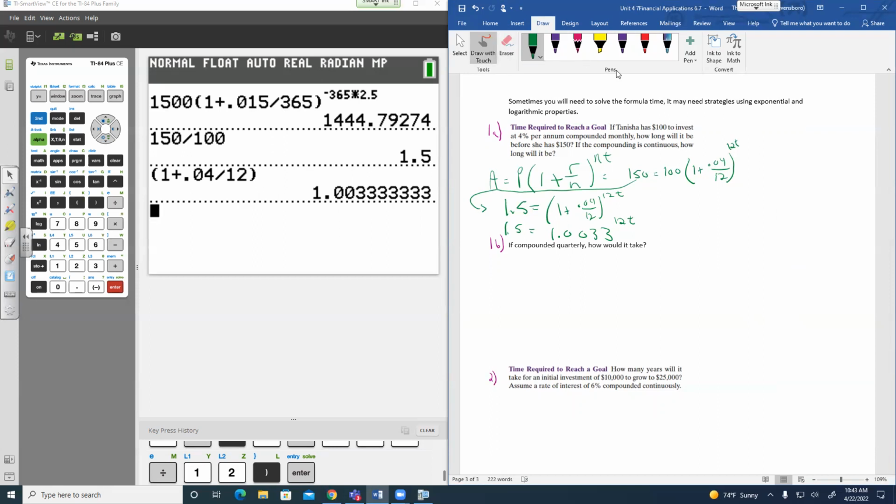So let's have now ln of 1.5 equals the natural log of this 1.0033. It's going to be raised to the 12t. And what we learned is with the law of exponents, that exponent part could be brought down. So this is going to turn into ln of 1.5.